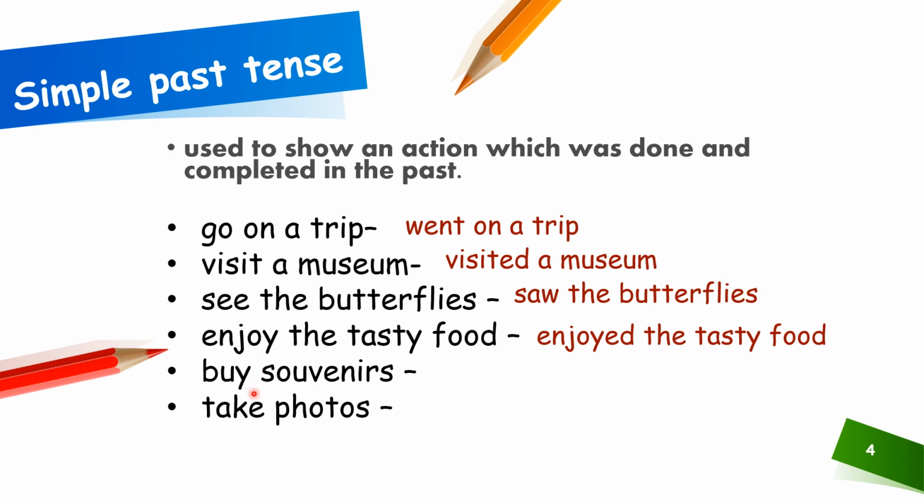Okay, buy souvenirs. All right, usually when you visit some places, you might buy some postcards or fridge magnets. Okay, you buy souvenirs. So you change to the past tense, you write as bought souvenirs. Okay, and also we take photos, right? So when we went on the trip, we took photos. Okay, so these are simple past tense.